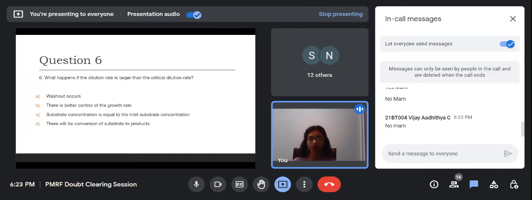Question number 6: what happens if the dilution rate is larger than the critical dilution rate? The options are: washout occurs, there is better control of the growth rate, substrate concentration is equal to the inlet substrate concentration, and there will be conversion of substrate to the product. So what do you think the answer to this is?